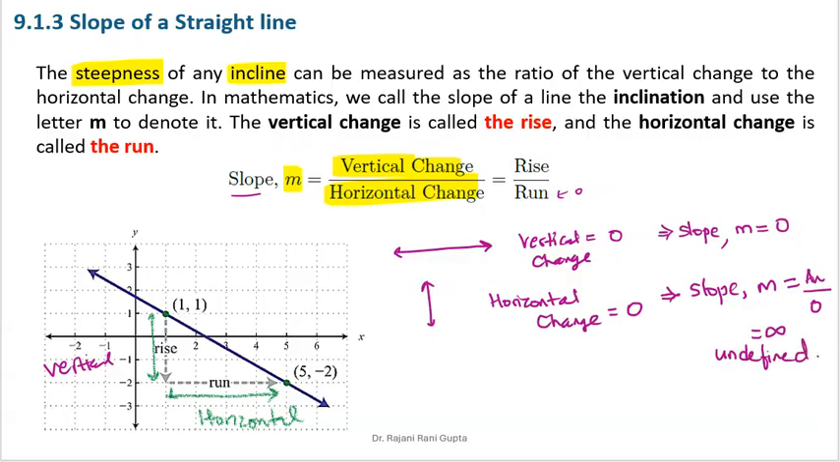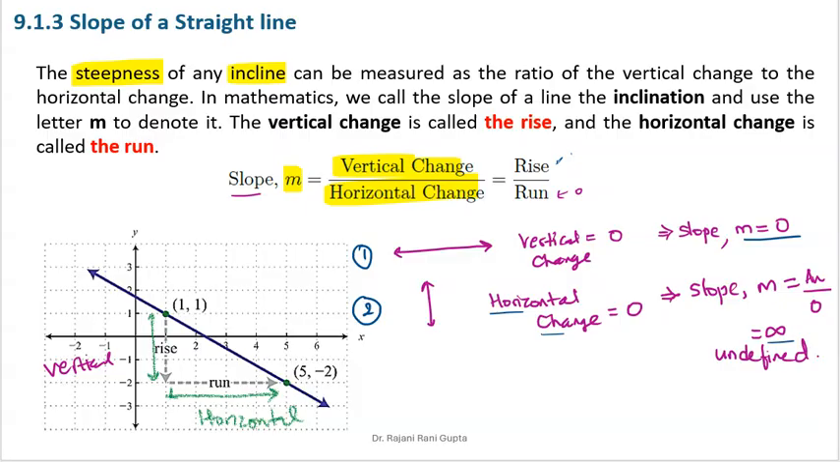So when the horizontal change is 0, it means your line is vertical, and the slope is undefined. This is what you need to know. For a vertical line, the slope is undefined, and for a horizontal line, the slope is 0. You can easily remember: when it is becoming 0, the numerator is 0. When it is becoming infinity, the denominator is 0.